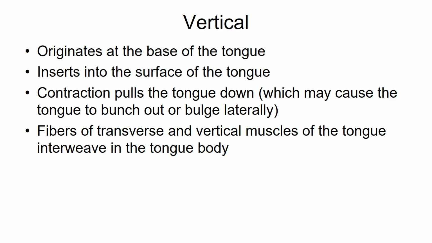The vertical muscles originate at the base of the tongue and insert into the surface of the tongue. Contraction of the vertical muscles is going to pull the tongue down, which will cause the tongue to bunch out or bulge laterally out to the sides. Because again, if you flatten out that tongue bag of muscle, the mass has to go somewhere. If you're constraining it vertically, then it's going to stick out horizontally.